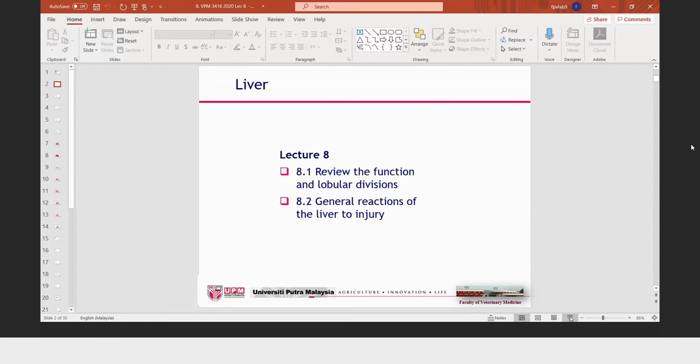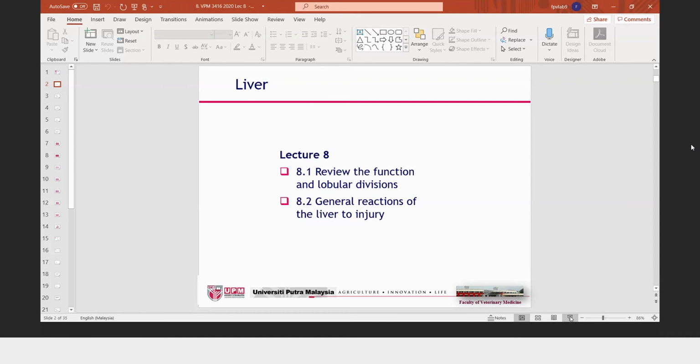Like the intestine, we have villi and crypts. In the oral cavity, we have squamous epithelium. Knowing those is very important because by understanding that, we can foresee which type of cell or hepatitis is expected in the lobular division and what is the impact of those lesions on this cell, leading to disturbances in the function. For these lectures, we will continue later with inflammation and other lesions in the GIT. But for today, we just cover very little on the general reaction of the liver to injury.